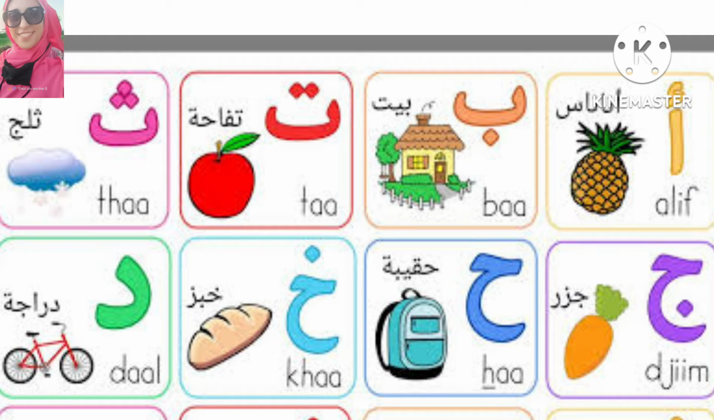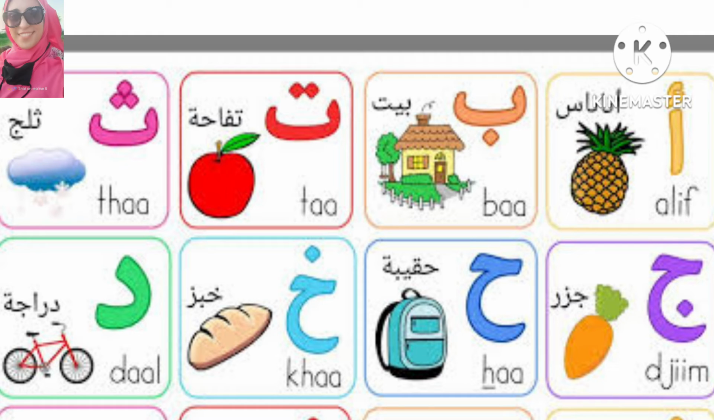The second letter is called باء and is pronounced as ba. For example, house in Arabic is called بيت. Letter number 3 is called تاء and is pronounced like تفاحة, which means apple.